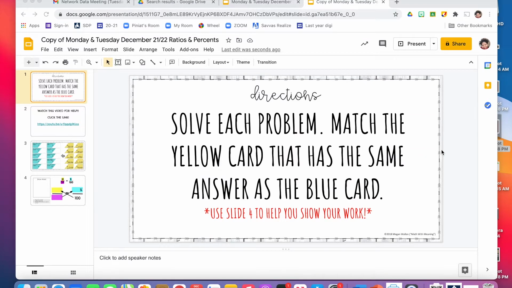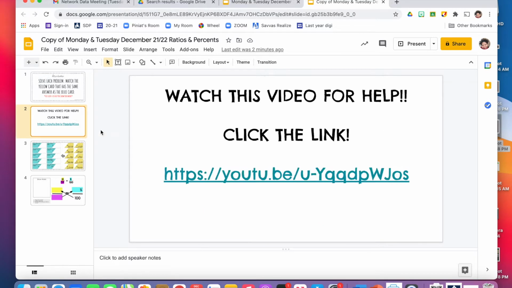Hi 608. This is the activity that you're going to work on for the next half an hour. You have to solve each problem by matching the yellow card that has the same answer as the blue card. So you're going to have to find the answers to a lot of problems and then match them together.